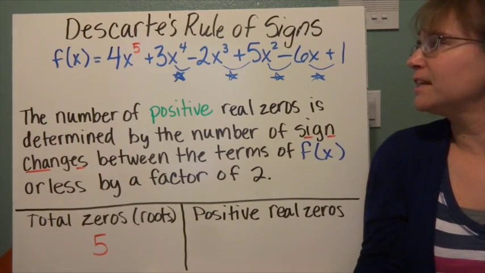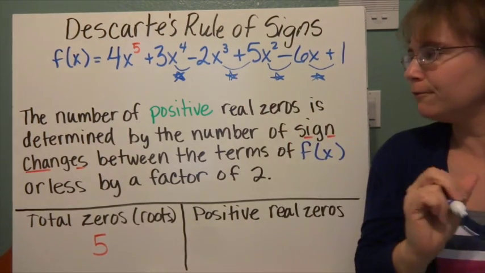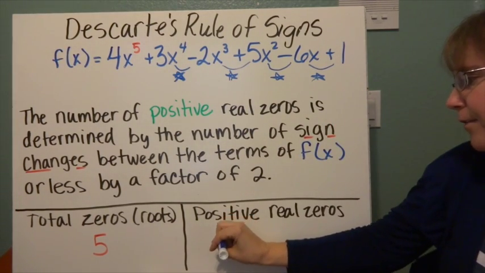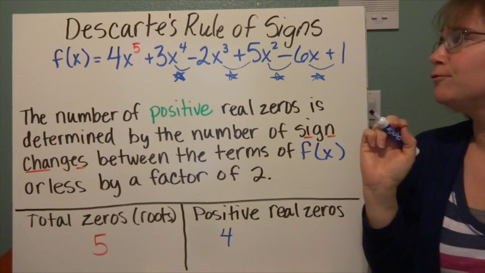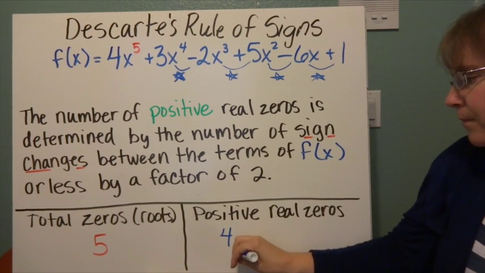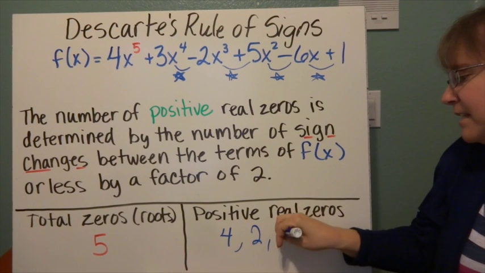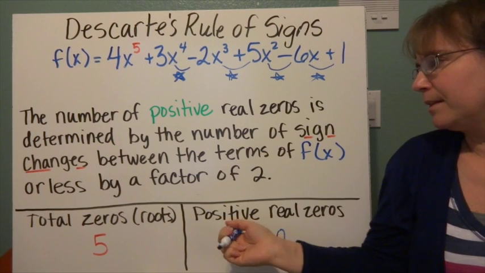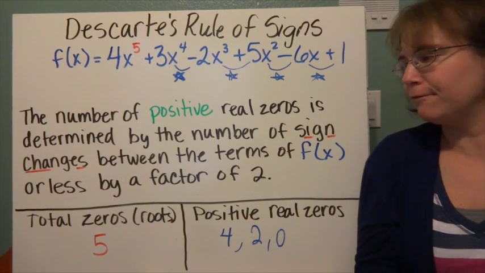So Descartes' rule of signs tells us that if we're looking at our positive roots, I know that I either have 4 positive real zeros, or down by a factor of 2. I could have 2, or I could have 0 real zeros. So those are my possibilities. But I know I have a total of 5 roots.